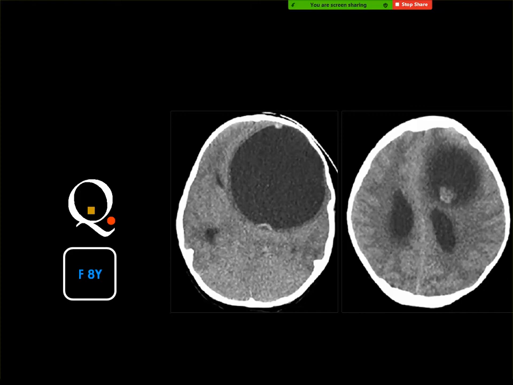Polycystic astrocytoma? No. Giant cell? No.